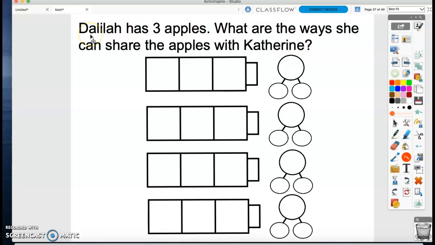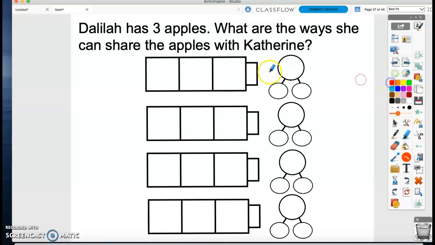Delilah has 3 apples. What are the ways she can share the apples with Catherine? If you notice, we have 3 cubes for the 3 apples Delilah has. So we're going to color them with red and with yellow to show the different ways.